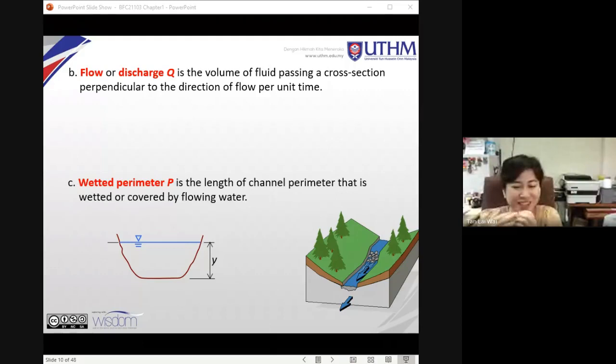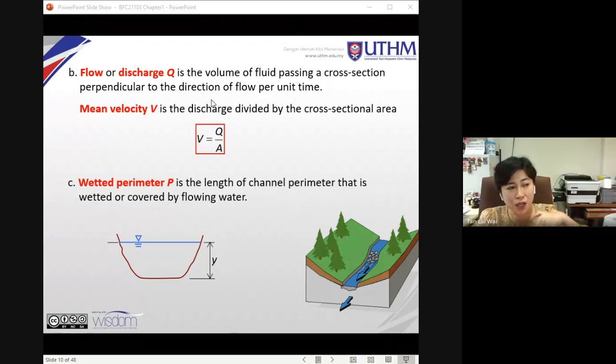Flow or discharge Q. Sometimes we say rate of flow, we put Q. Sometimes we use the term discharge. It's the same, alright? Which represents Q as well. It's the volume of fluid passing across a section perpendicular to the direction of flow per unit time. That means the discharge is volume of fluid divided by time. So therefore you have volume over t, or A times V. I didn't put the equation here. The symbol that I use for volume is not this V, but a V with a cross, that represents the volume, eh? V over t, alright? You have that discharge. Meanwhile, mean velocity is the discharge Q divided by A.